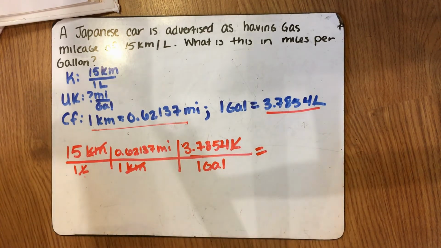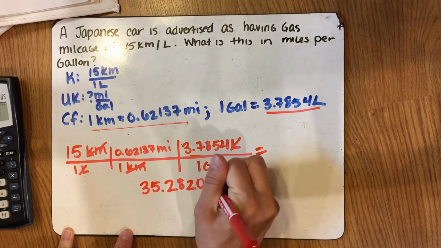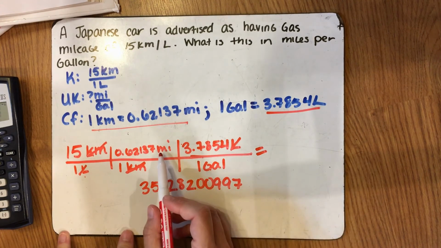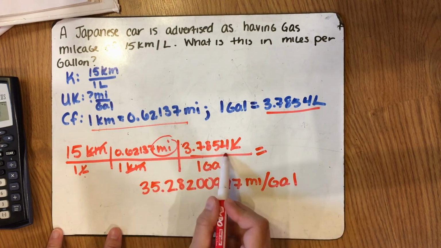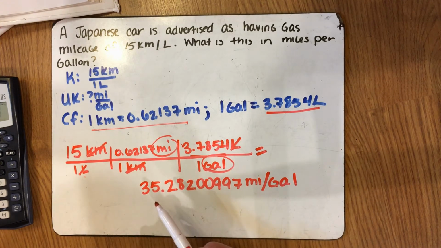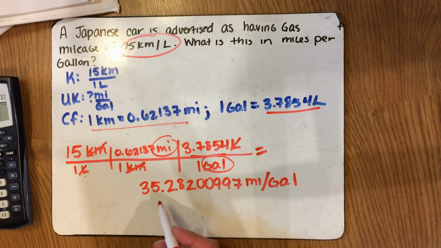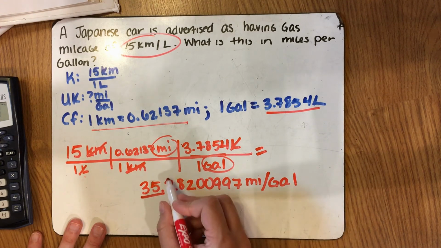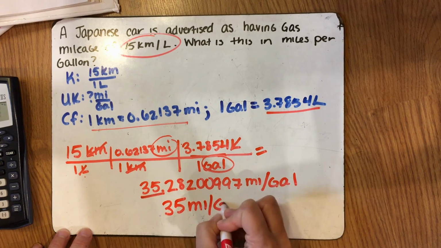Now I can go ahead and do the calculation in the calculator. And I get 35.282000997. My units are going to be miles per gallon because that's what I had here and here. Lastly, I just need to figure out my sig figs. So I look at my original, had 2 sig figs. I want my answer to have 2. So I'm going to cut it off here. This does not make it round up, so it's just going to be 35 miles per gallon.